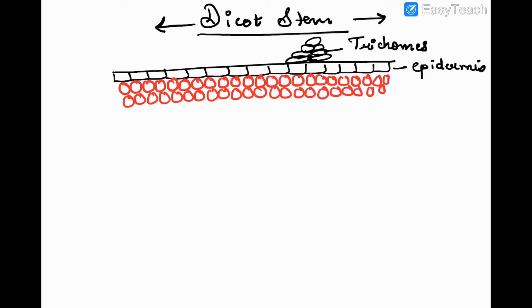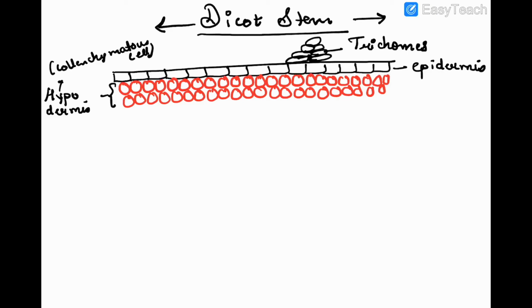So this layer is the hypodermis, which is made up of collenchymatous cells. After the hypodermis, below the hypodermis, there is a layer which is known as cortex.